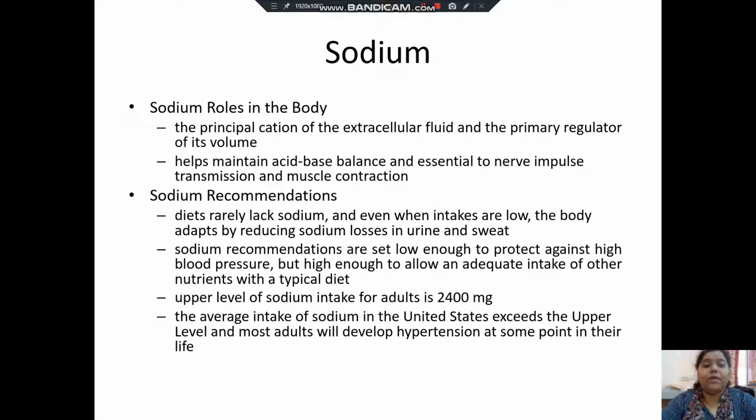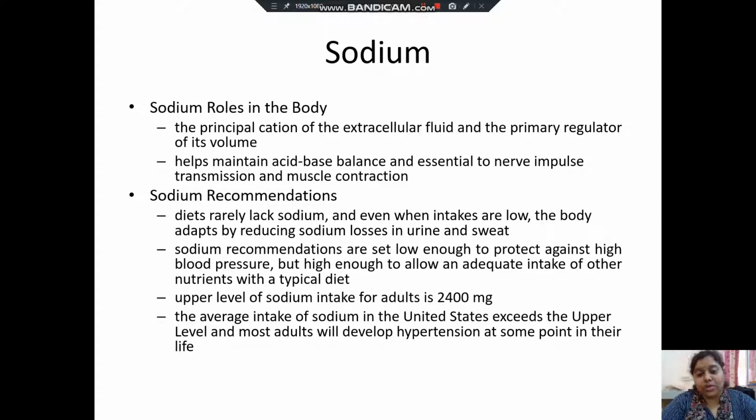So now comes the role of sodium in the life processes. Sodium is the principal cation of the extracellular fluid and the primary regulator of its volume. It helps maintain acid-base balance and is essential to nerve impulse transmission and muscle contraction.